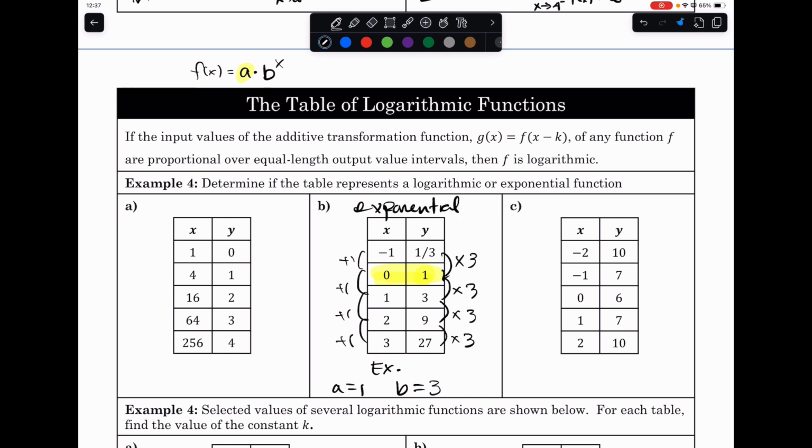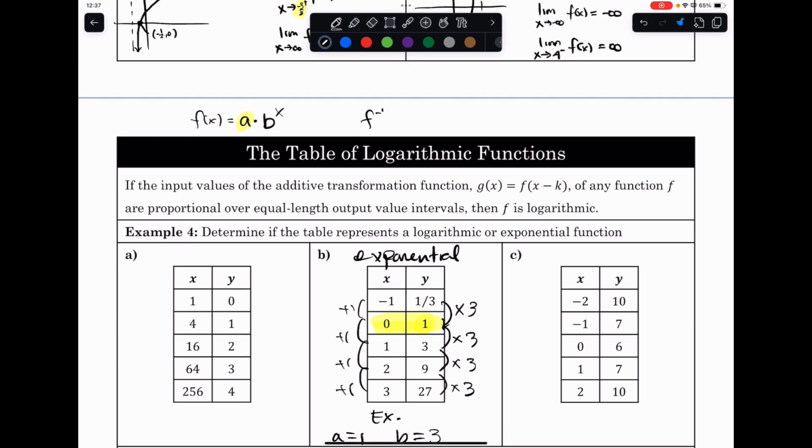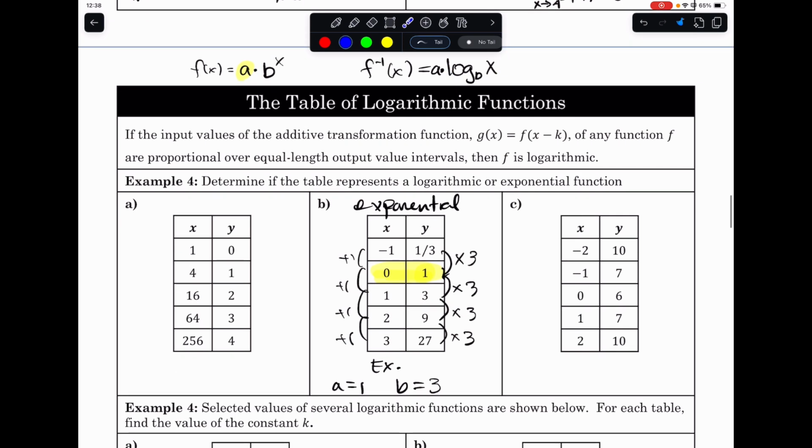So this is exponential. Now a log function simply gives me the reciprocal of this, since the inverse of an exponential function is a log. Log base b of x would be the inverse of this, times a, of course, also a, right? The inverse of this is this part right there, log base b of x. So that would mean that the x and y values are going to flip.